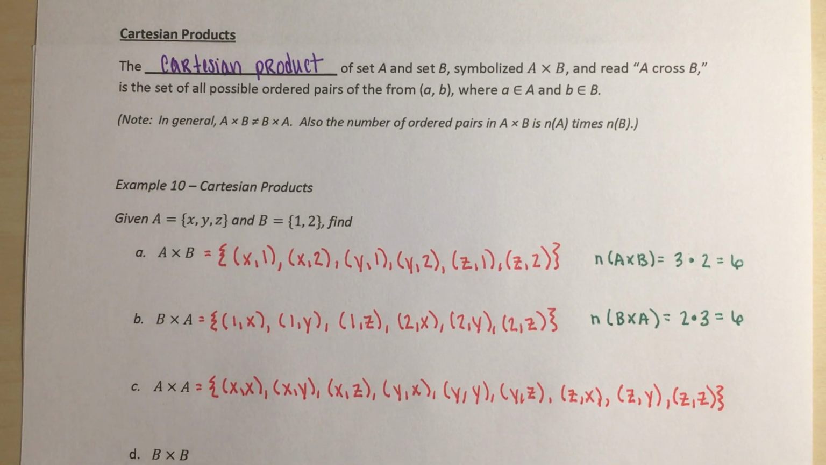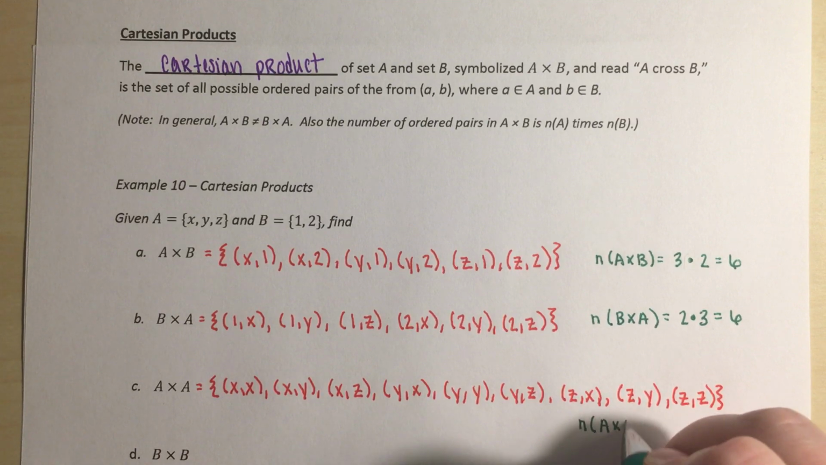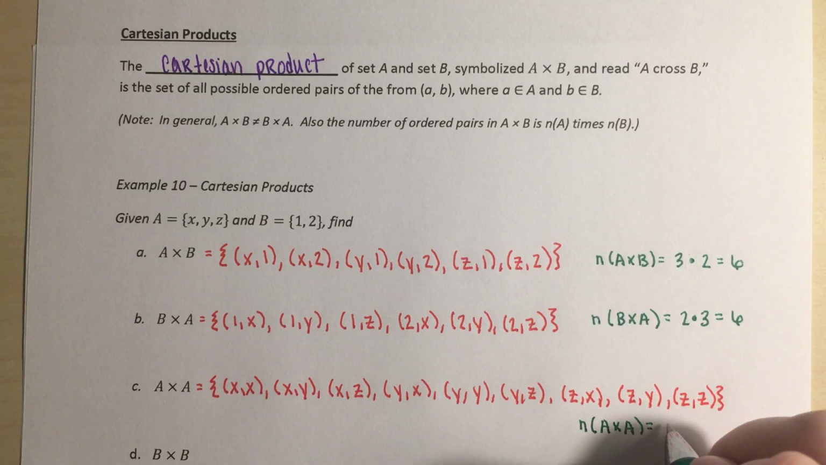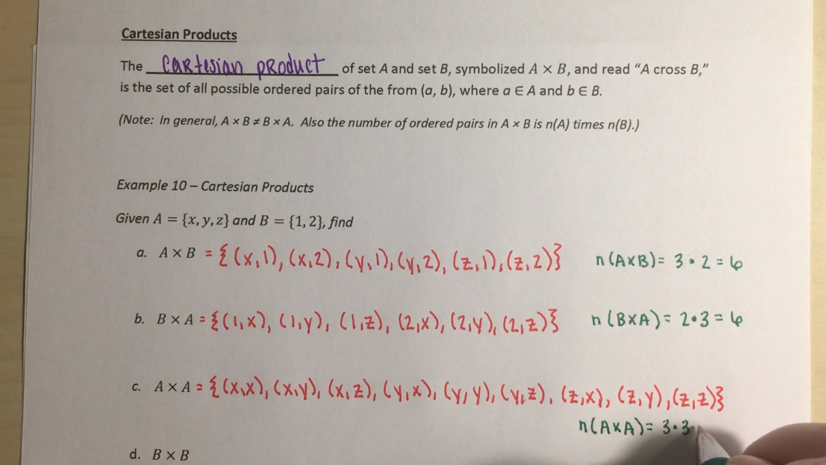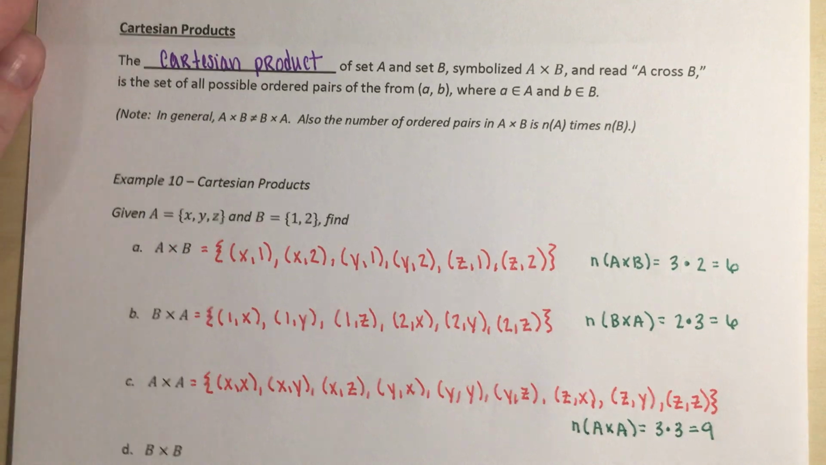And if we look at this, notice that we have a larger set this time. And if we think about this, that corresponds to the number of elements that we have in set A. We have 3 elements in set A. If we cross it with itself, 3 times 3 gives us 9.